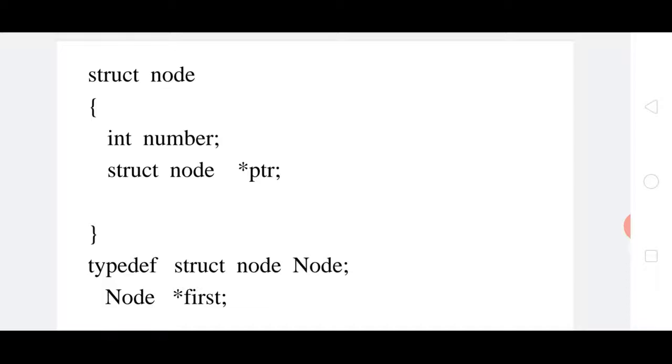Now we can see the second way, which is typedef struct node and node. This last node is a user defined data type. By using the user defined data type node, I am going to create one pointer type variable, which is first.